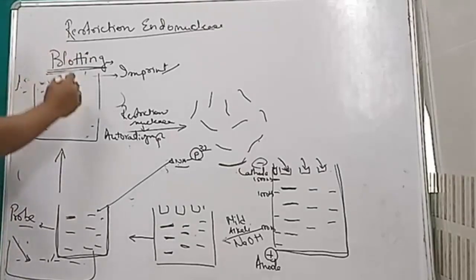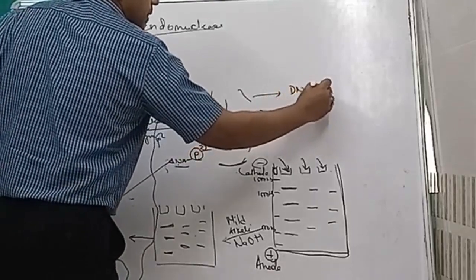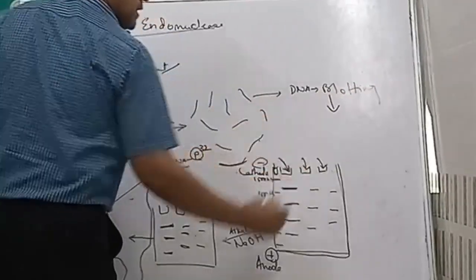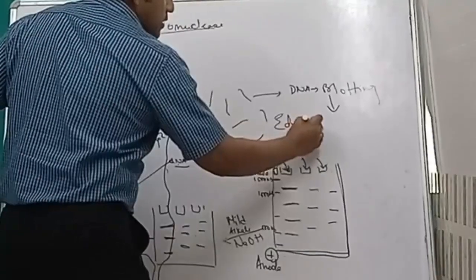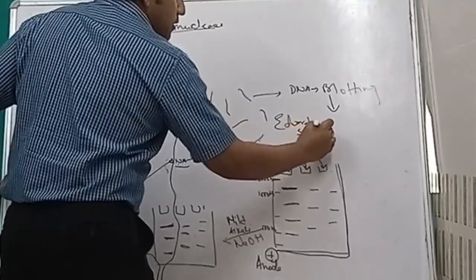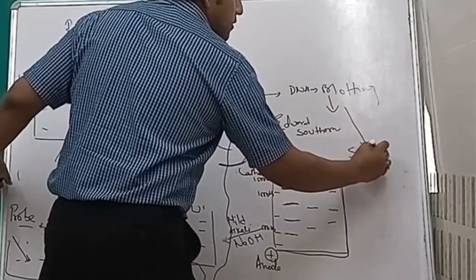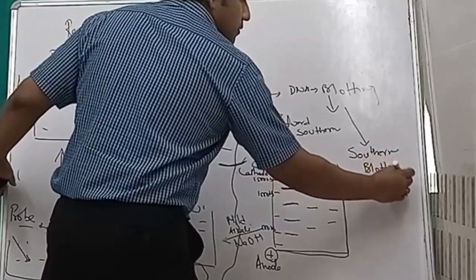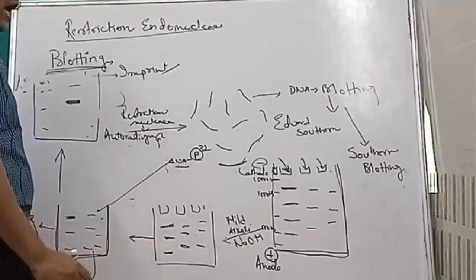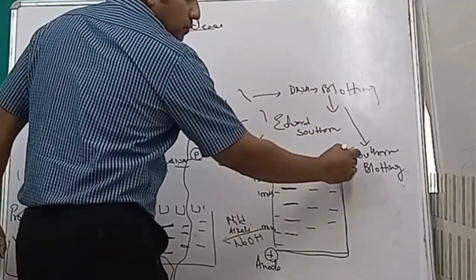So this is all about separation of DNA fragments by blotting, and this particular blotting technique was discovered by Edward Southern. So this is known as Southern blotting. Now, this is for DNA. For DNA, we do Southern blotting.